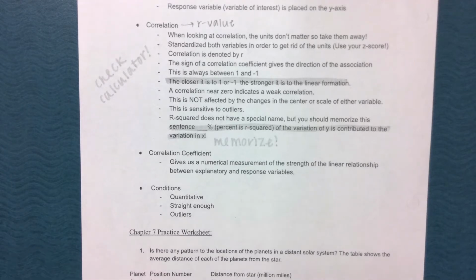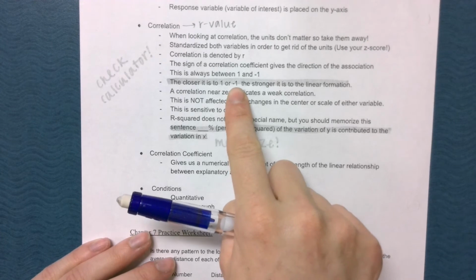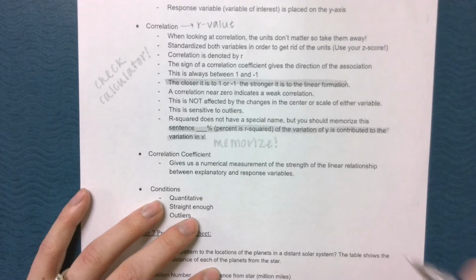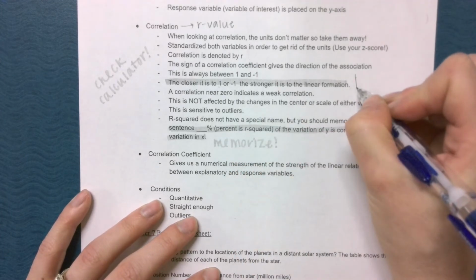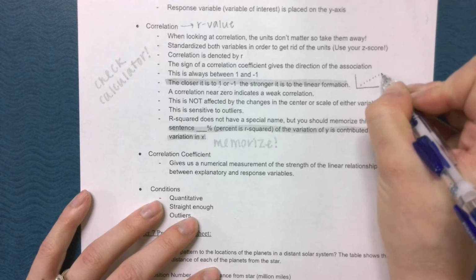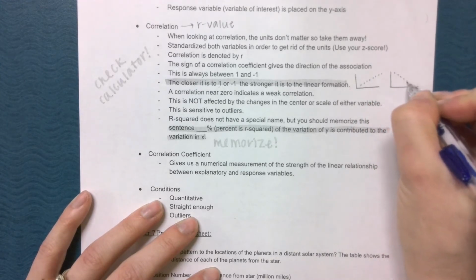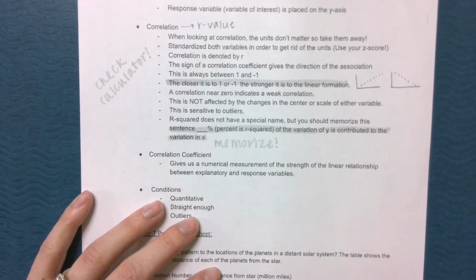Okay, the sign of the correlation always gives you the direction. So if you have an R value that's negative, you know that scatter plot is going to be negative. If you have an R value that's positive, then your scatter plot's going to move in a positive direction. The closer your R value is to 1 or to -1, the stronger the linear formation. The strongest R values are 1 and -1. So +1 would mean your dots fall in a perfectly straight line going in the positive direction. -1 would be the same thing, just moving downwards.